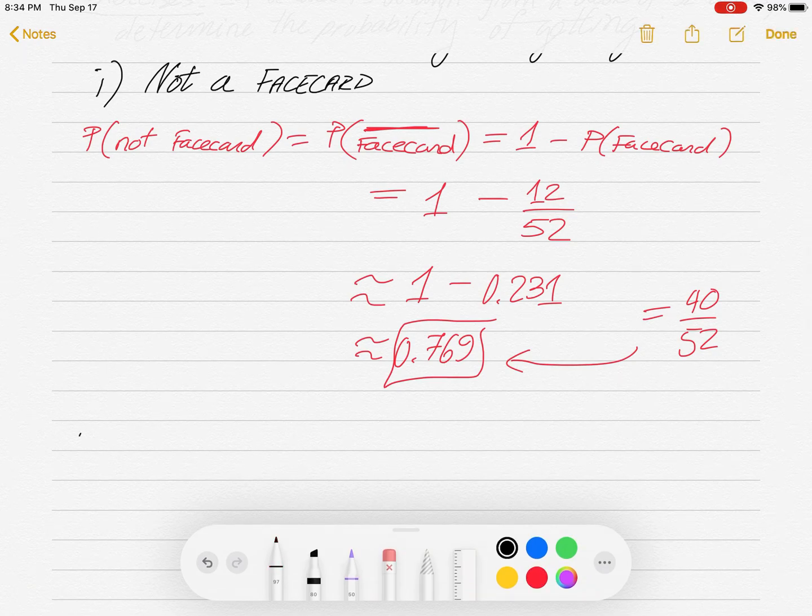Let's do a number 2. How about the probability of getting neither an ace nor a number card? Neither an ace nor a number card.